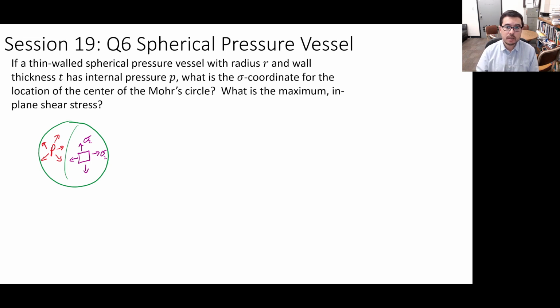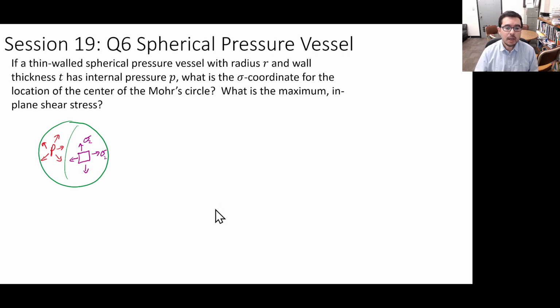This question states, if a thin-walled spherical pressure vessel with radius r and wall thickness t has internal pressure P, what is the sigma coordinate for the location of the center of the Mohr circle? And follow-up question, what is the maximum in-plane shear stress?